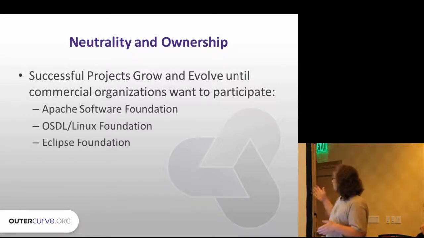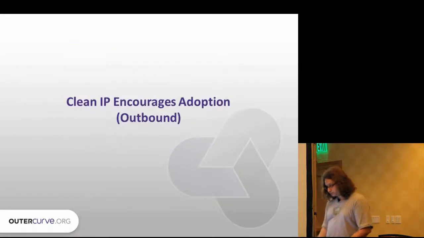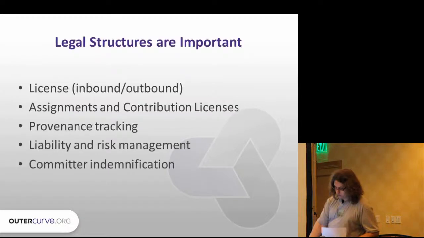And in the past, this is actually what's happened with all 3 of these foundations. IBM helped start the Apache Software Foundation when they wanted to use Apache with WebSphere. A collection of vendors wanted to mitigate the IP risk around Linux, and the OSDL was formed. And the Eclipse Foundation was a similar situation as Linux. And then in the outbound flow, we have the clean IP encourages adoption.